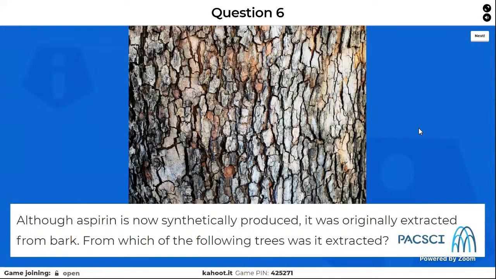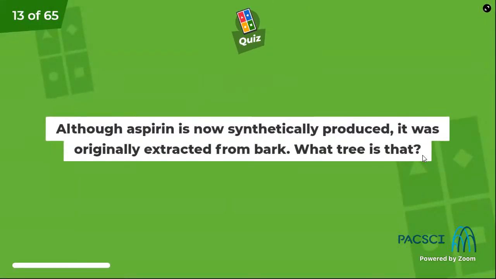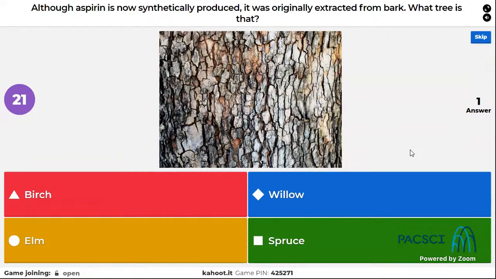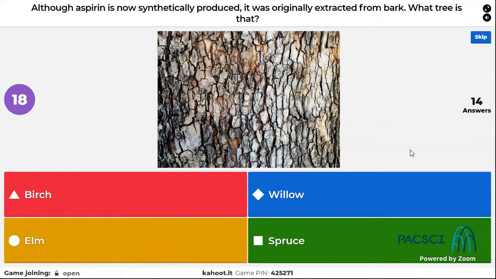I'm going on to the next one, and I think this is our last one. Although aspirin is now synthetically produced, it was originally extracted from a bark. What tree is that? Is it birch, willow, elm, or spruce? Which tree's bark originally produced aspirin? A little slower on the answers on this one. This is a tricky one. 5 seconds left.